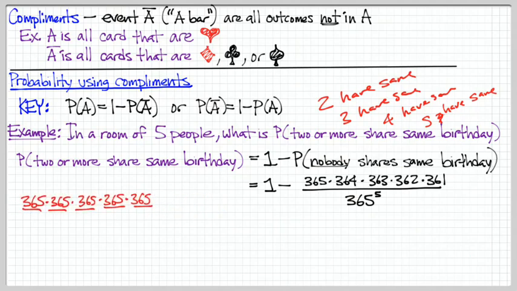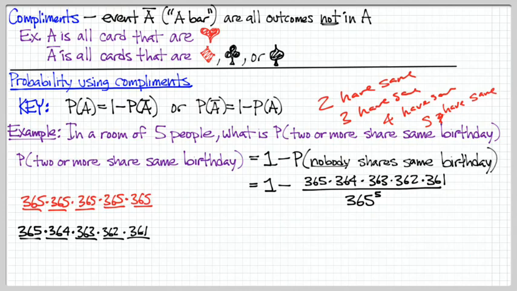Okay, so the numerator now, let's consider this. It's actually going to be this permutation here. Now, we're talking about the case when nobody shares the same birthday. So that means that the first person can be born any day of the year, but the next person can only be born on 364 days of the year. And the following person only can be born on 363 days of the year, then 362, all down to 361. So this is the way we'd write it over here.